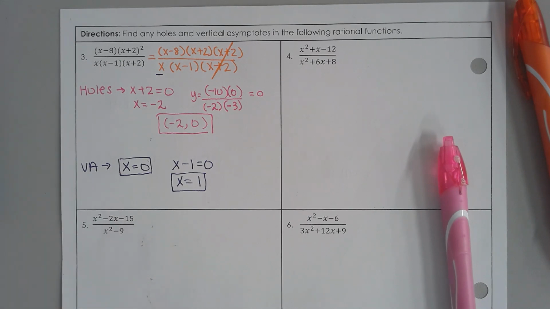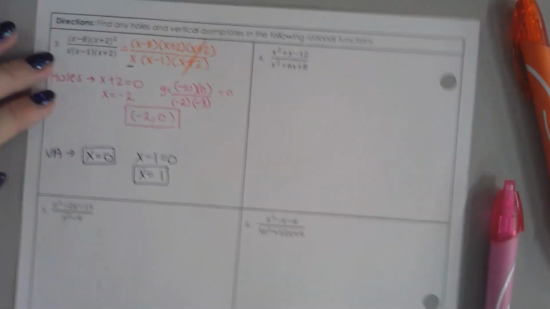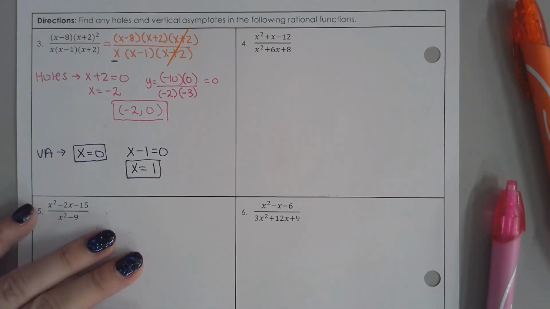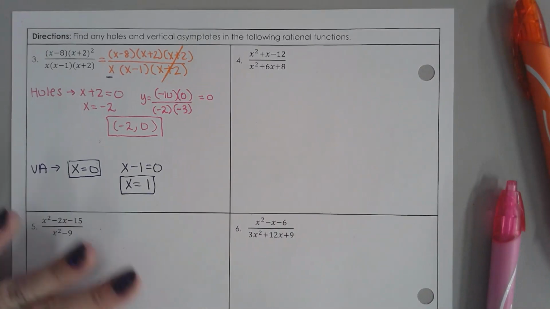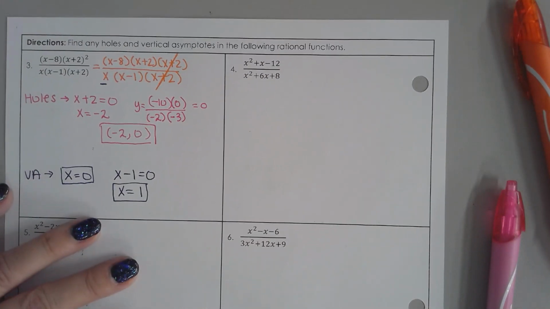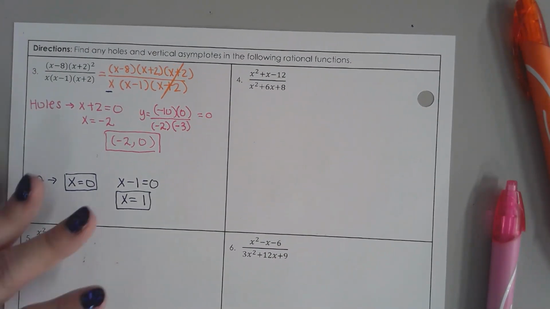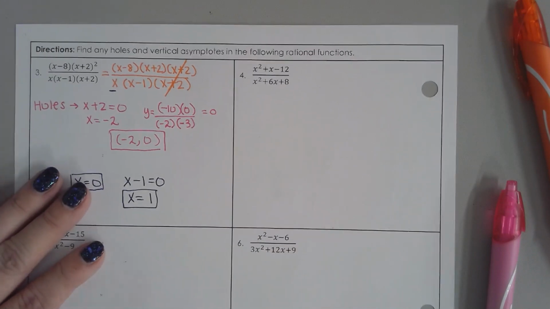Now, you can have more than one hole. We've not had any of those yet. But if you have two things that cancel, you would set both of those equal to 0 and plug both of those numbers back in separately. I don't know if any of these examples do that or not.